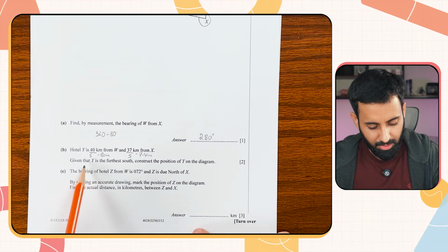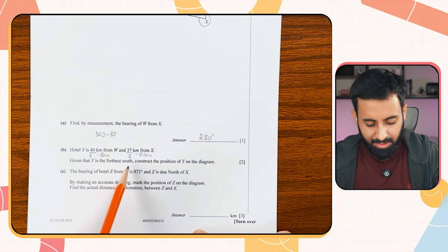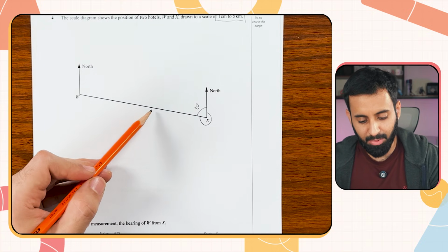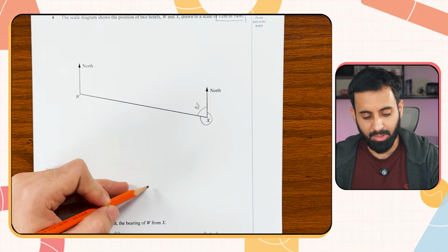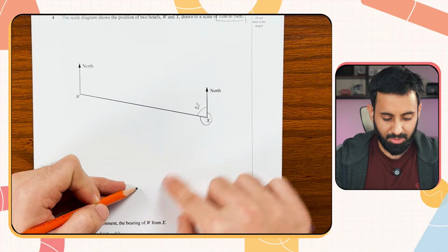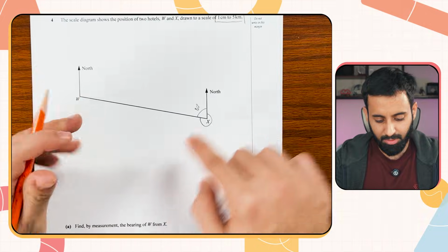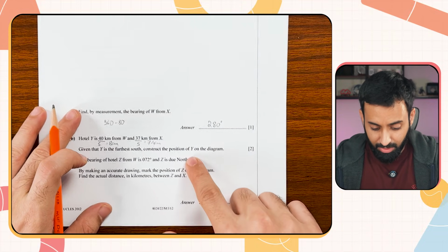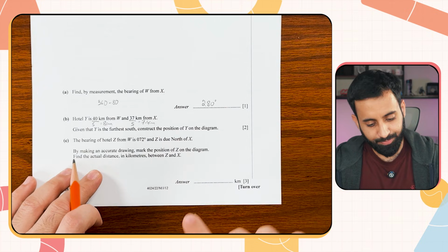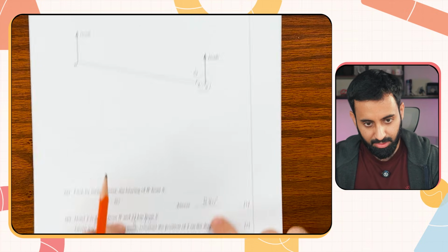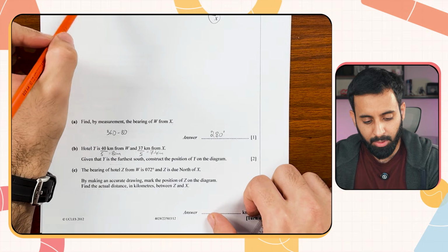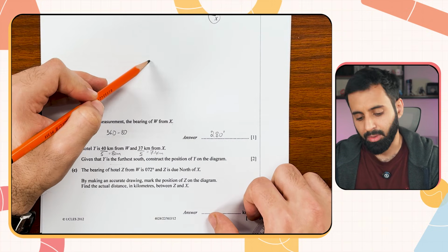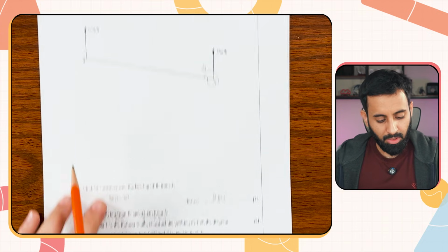And also, if you read the question further, it says given Y is the furthest south. That means of these two hotels, Y is the furthest south. So Y is not going to be over here, Y is going to be somewhere over here. Why? Because it's supposed to be on the south. Construct the position of Y on the diagram. Remember what I said? Since the question says that Y is the furthest south, you could argue, what if I make Y over here? Well, you can't do that. Y is supposed to be over here only because the question says so.